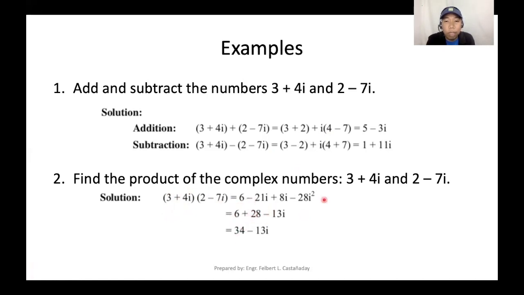So itong nasa first line, yun yung sa FOIL method, pero ito nirekta ko na. And then, how about for the imaginary parts? So yung imaginary parts, mag-cross lang sila, so i-add mo sila. So 4 times 2 is 8, and then you combine that with the product of 3 and negative 7. So 3 times negative 7 is negative 21. Negative 21 plus 8, the answer is negative 13i. So the result for this is 34 minus 13i.